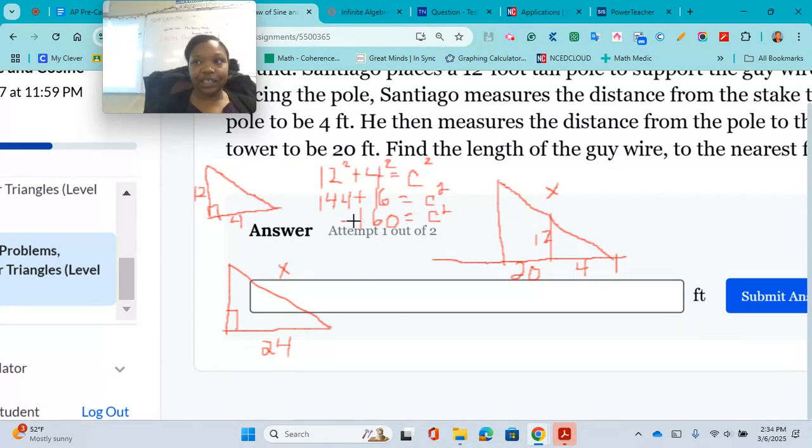Then we take the square root. And the square root of 160 is 12.649.